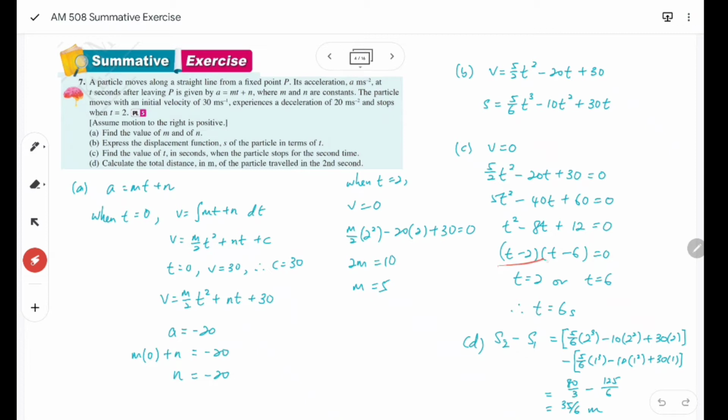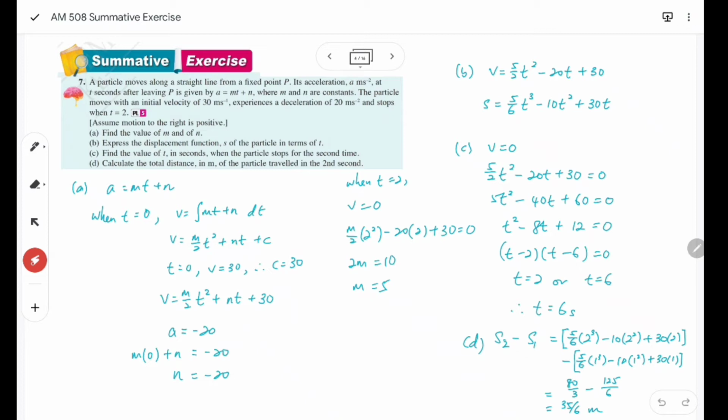With t minus 2 and t minus 6 equals 0, we get t equals 2 or t equals 6. So the particle stopped twice. This is the first time it stopped, and the second time is at t equals 6 seconds.